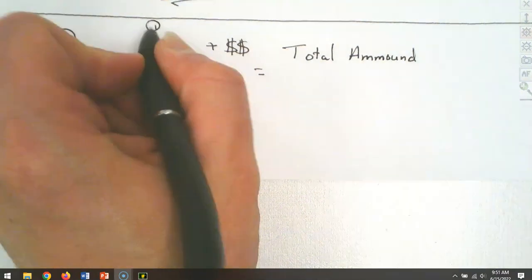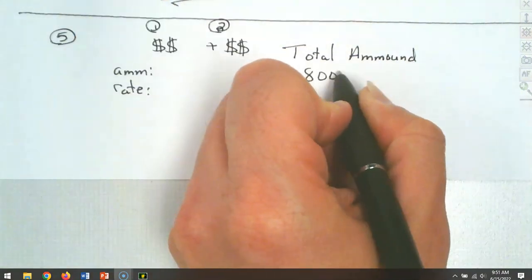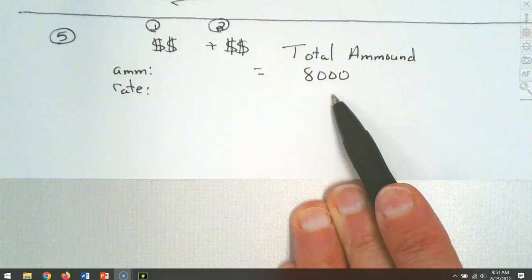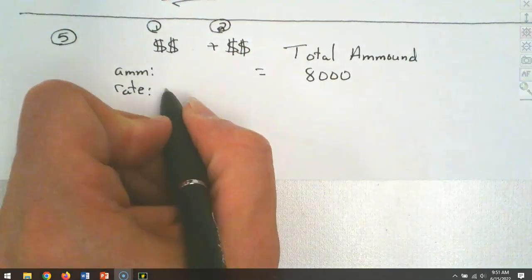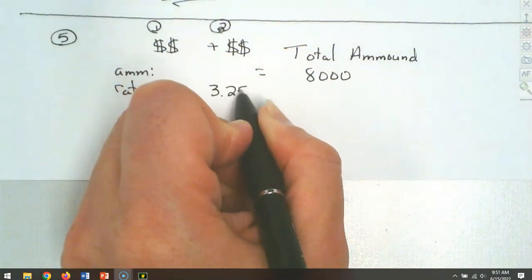This is 1, this is 2, and my total amount of money is going to be $8,000. Is everyone okay with that? Right? Because that's your total amount, so it has to go here. That's where it belongs. What else do we know? You invest part of the money at 2%, and the rest at 3.25%.